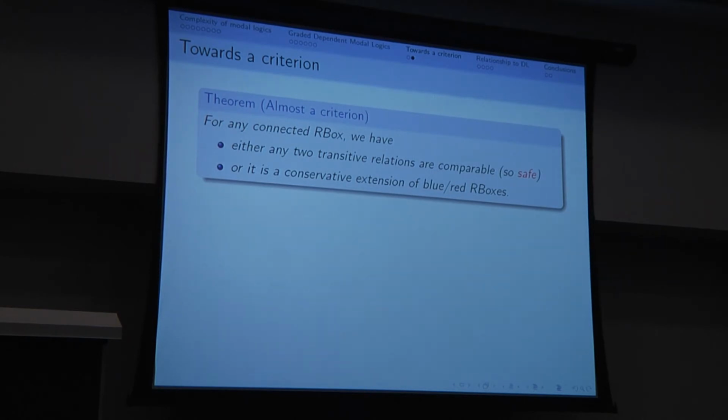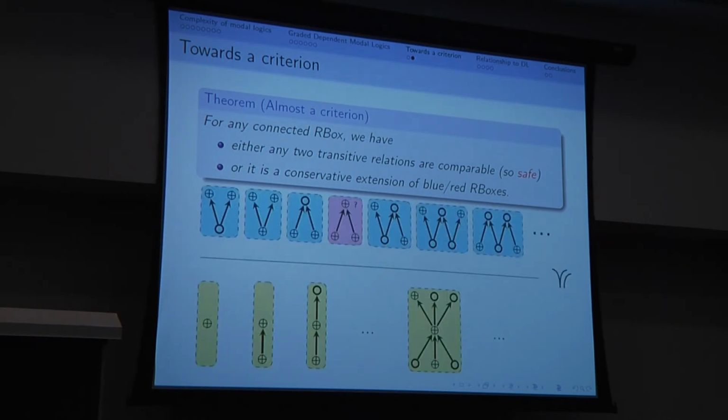For any connected RBox, so for any connected graph of that form, with these two kinds of nodes, it is true that it either has all transitive relations comparable with respect to inclusion, and so this RBox is safe by the first theorem, or it contains, in the sense of conservative extension, one of those RBoxes that I've mentioned on the previous slide, including this red one for which the problem is open. So we have a borderline.